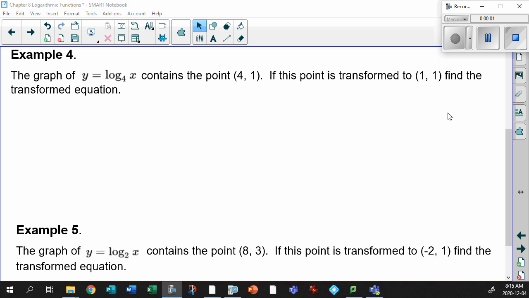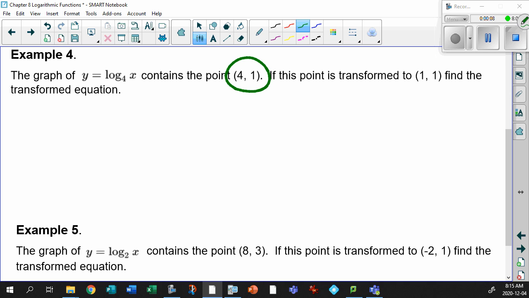I want to look at transforming some points here and determining what an equation of those points might be like. I'm going to give you a point here, (4, 1), and I'm going to tell you that we're going to transform this to this based on that graph. So you know it's going to be a log base 4 graph. My question is, how are you going to go from this point to this point? Now, there's a couple different ways you can look at this.